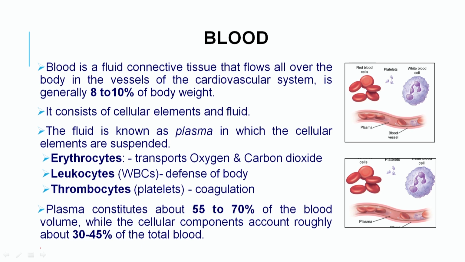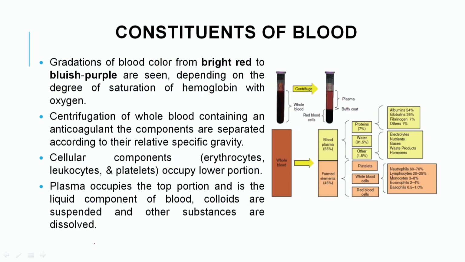Plasma constitutes about 55 to 70% of the blood volume, while the cellular component accounts for roughly 35 to 45% of the total blood volume. What are the constituents of the blood? The blood color ranges from bright red to bluish purple, depending on the degree of saturation of hemoglobin with oxygen.